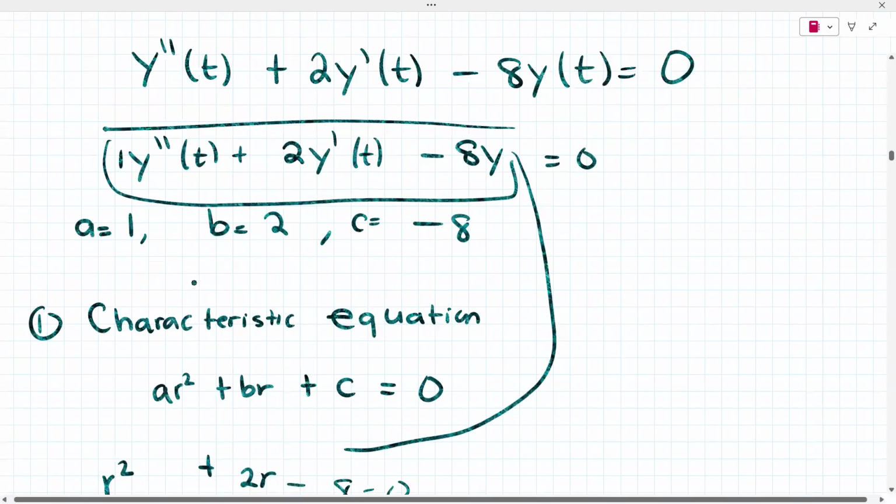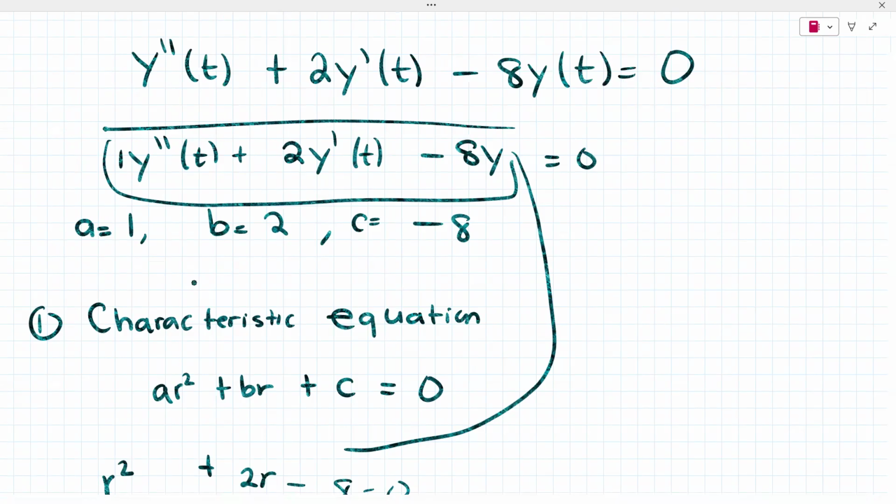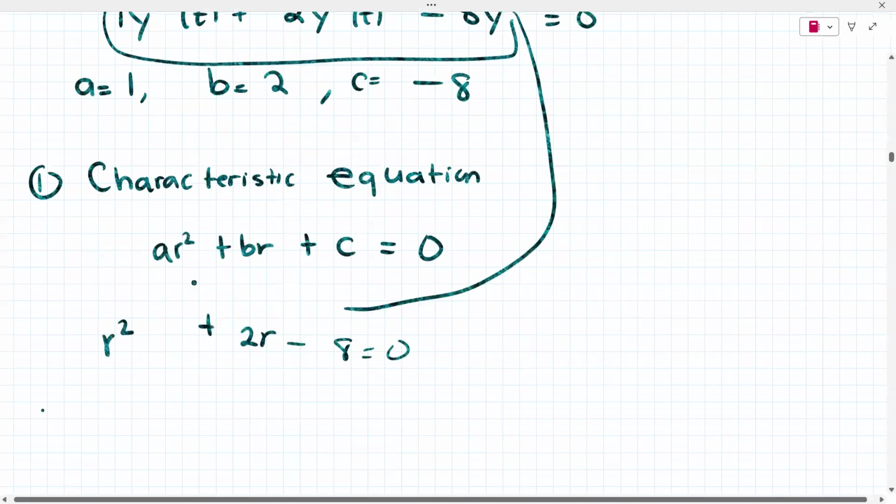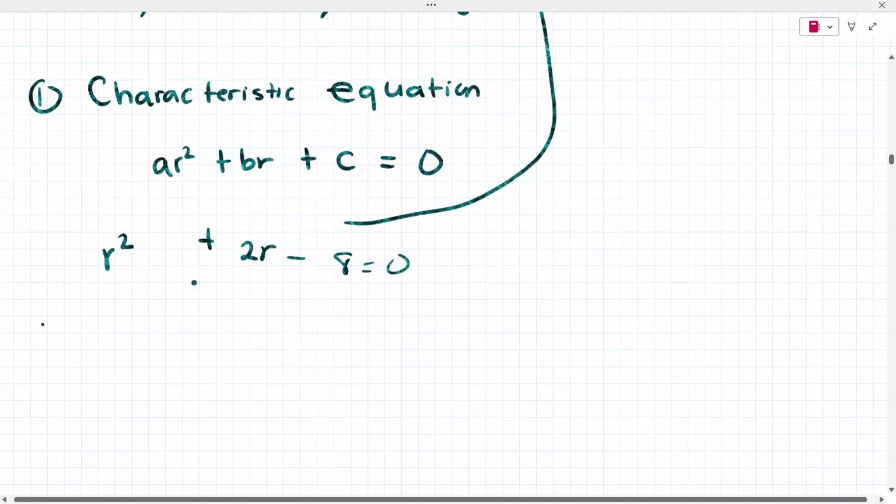We just replaced the derivatives with the power. So this has two derivatives, so this is the power 2. This has one prime, this has one r, and then this does not have an r, so it's just a constant, negative 8. Okay, step 2, we're going to solve.